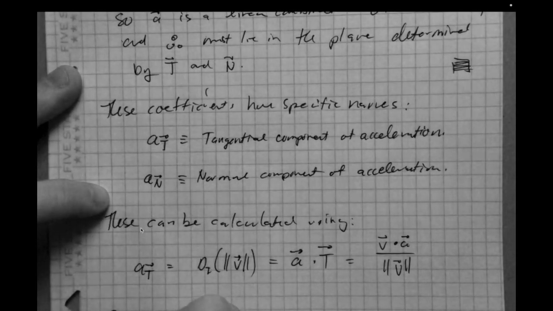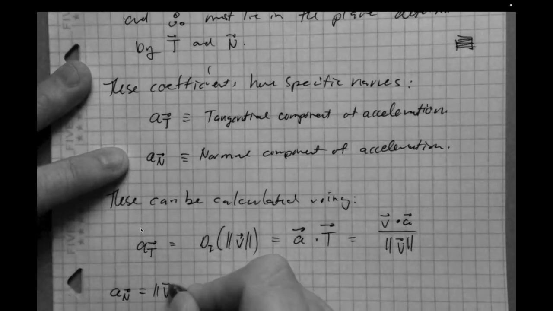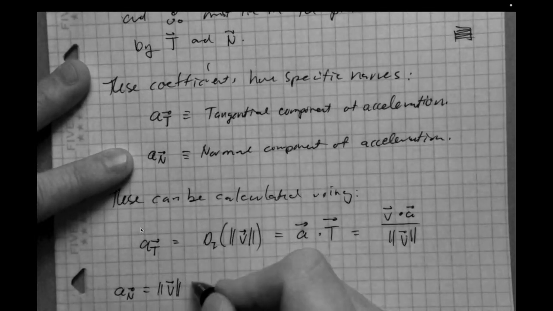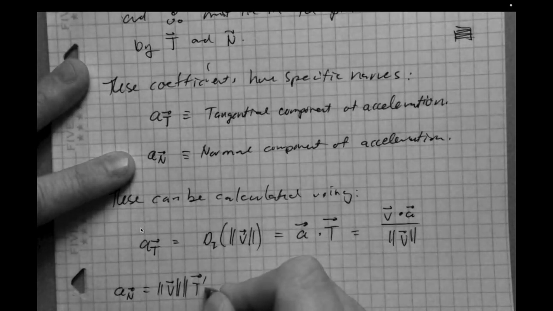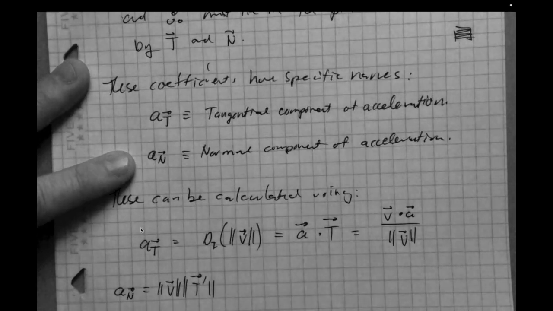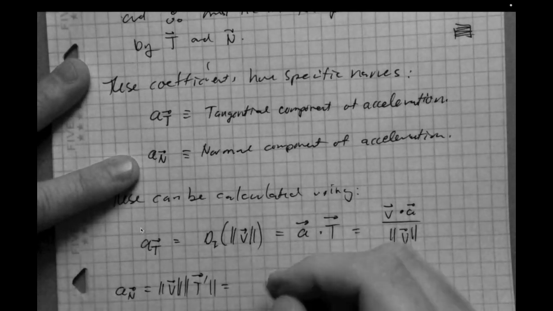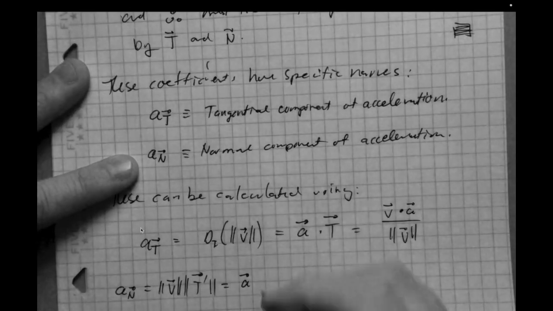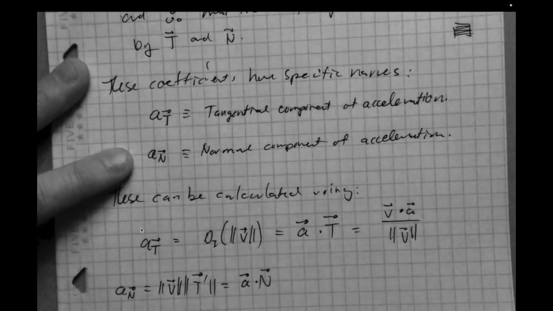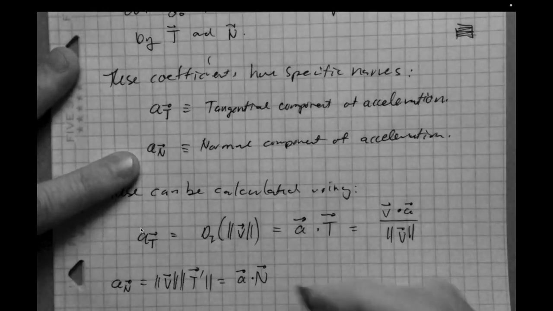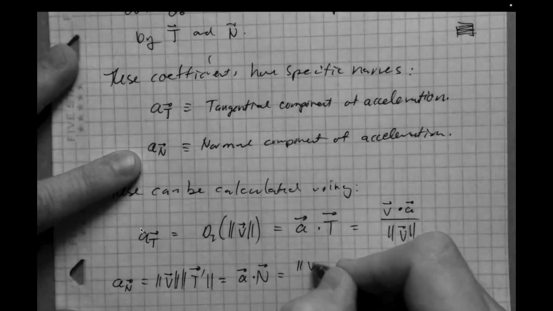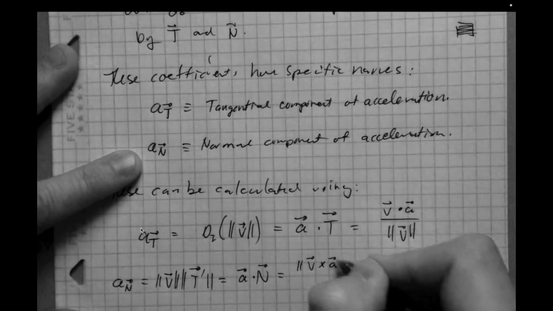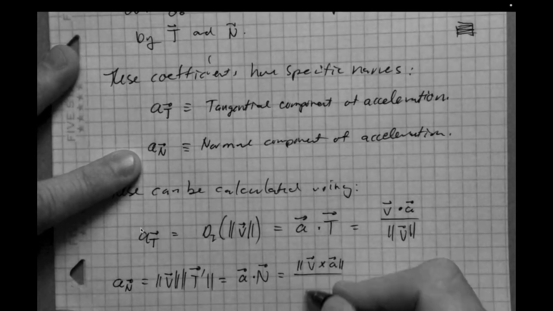What about the normal component? Well, we saw up above that it is equal to the norm of velocity times the norm of the derivative of the unit tangent vector. And it's equal to the acceleration vector dotted with the principal unit normal vector, and it's also equal to the norm of the cross product of v and a, in that order, divided by the norm of v.